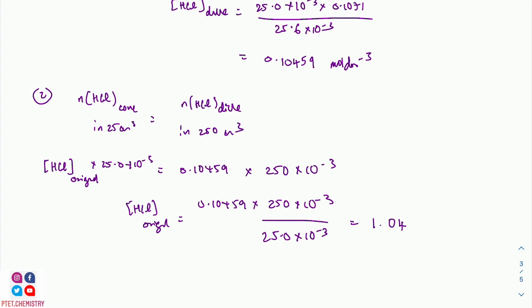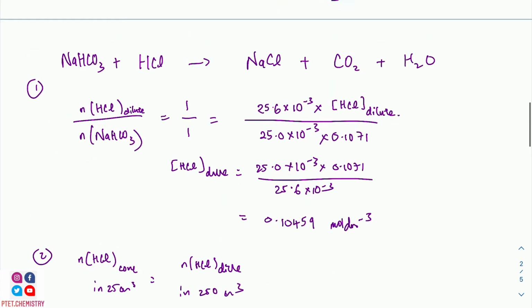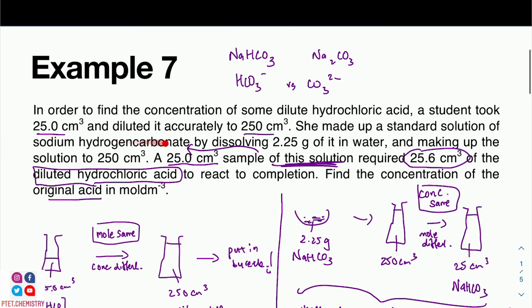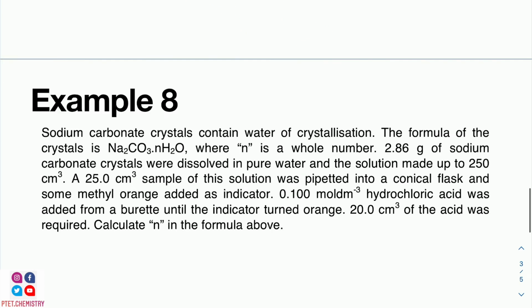There's 1.04. I don't want to write too far onto the right hand side, so I'll write there 1.0459. Now is the time to convert to 3 significant figures, because it's the final part of the answer, and also all the data in the question were to 3 significant figures as shown previously as well. Okay, so I hope that gives you an idea of dilution there.